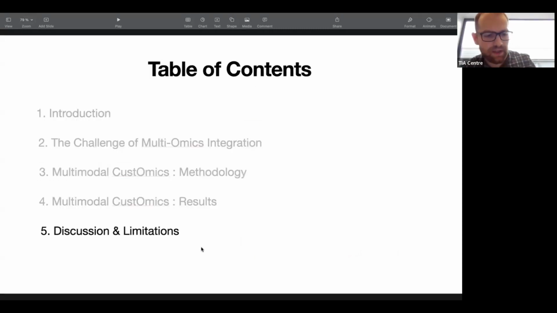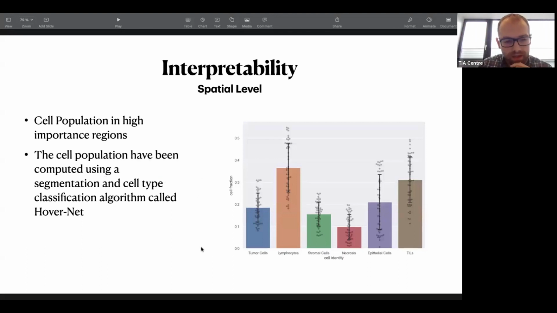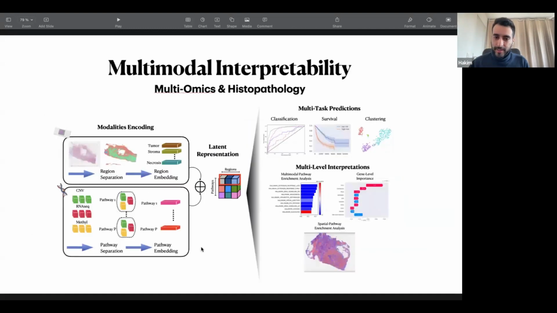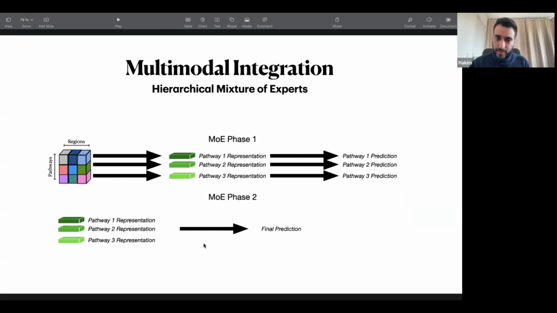Sorry, Hakim, just a quick question on that. I'm not sure if I missed this slide. So the attention score that you get, is this per patch or is it per region for the spatial? Well, when you look at the actual histology images, it's per region. So it's the score that the mixture of experts gets from this phase. It's the weight for predicting the right output using only the pathways.